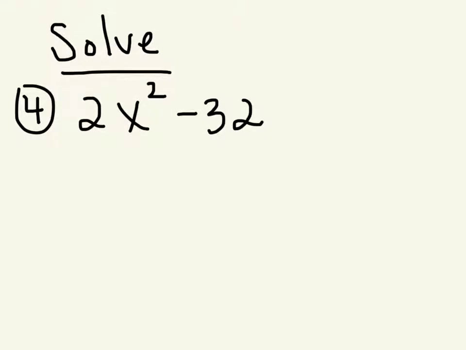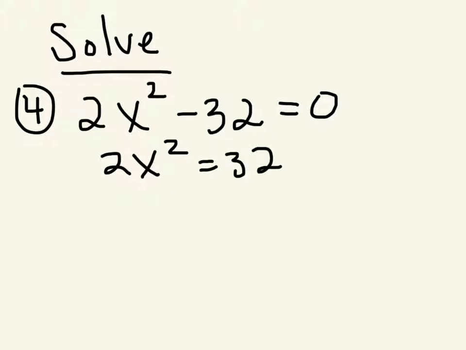Now let's solve an equation given by 2x squared minus 32 equals 0. Now if I want to solve, I want to isolate my variable. So let's add 32 to both sides, and we end up with 2x squared equals positive 32, and then divide both sides by 2, and we end up with x squared equals 16.